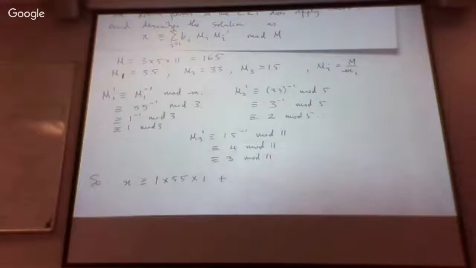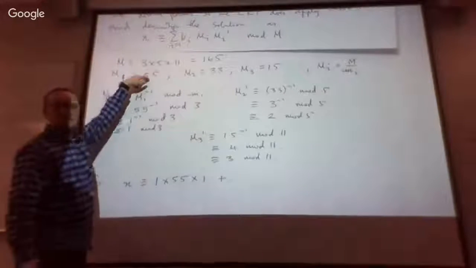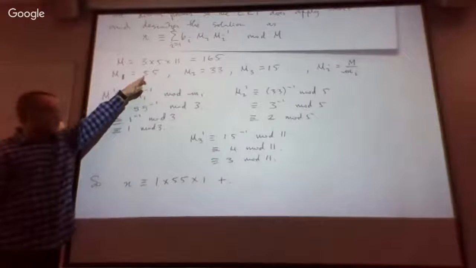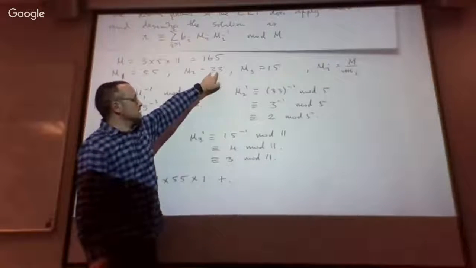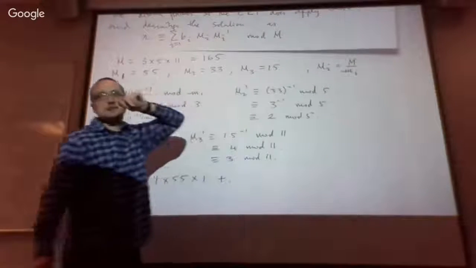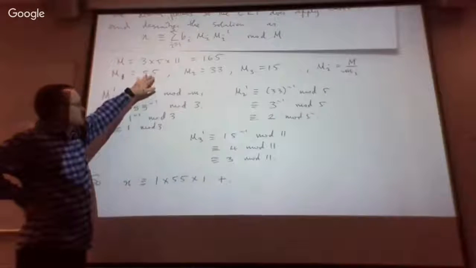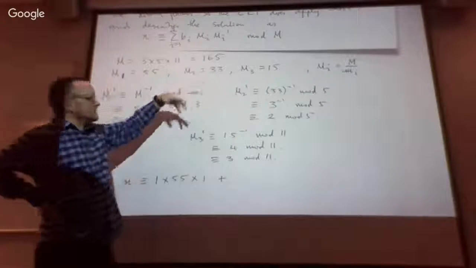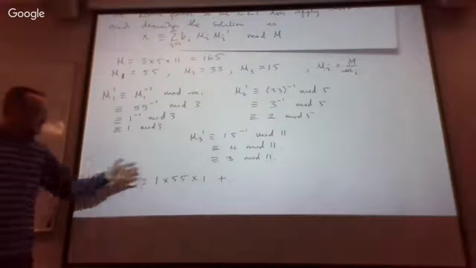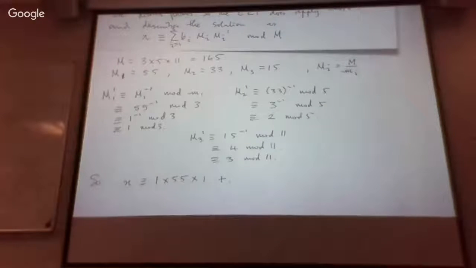Now you must be careful, there's potential to go wrong. These capital M1, capital M2, capital M3, you don't do any reduction of these. The role that these integers play is down to their prime factorizations. It's important that we keep this as 55 and don't reduce it modulo anything, because the point about 55 is it's 5 times 11. The point about 33 is it's 3 times 11. The point about 15 is it's 3 times 5. That's going to be crucial for justifying this formula for x.